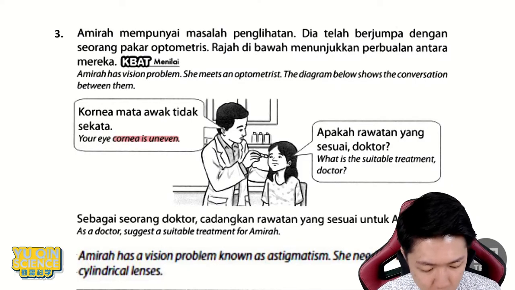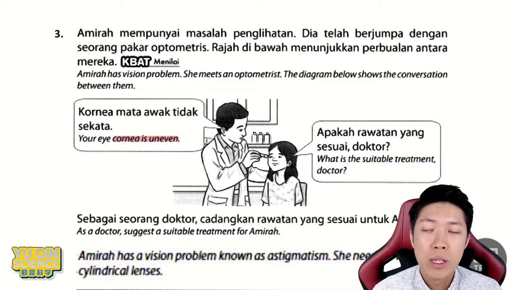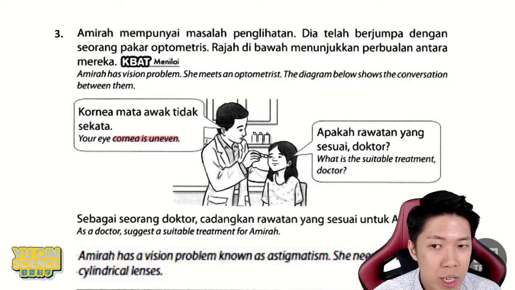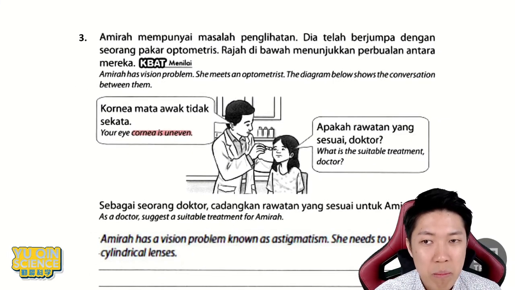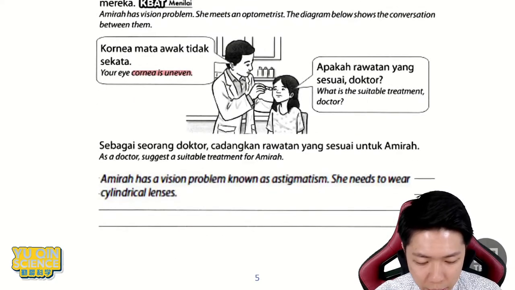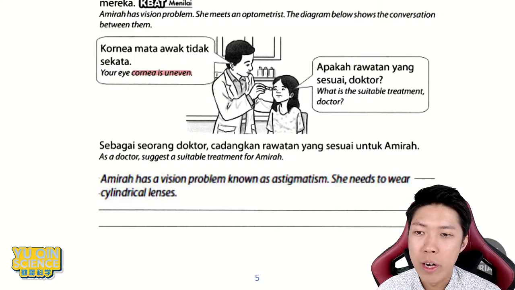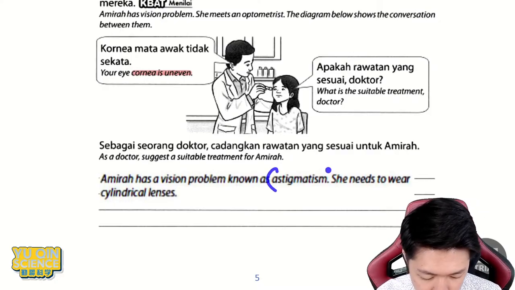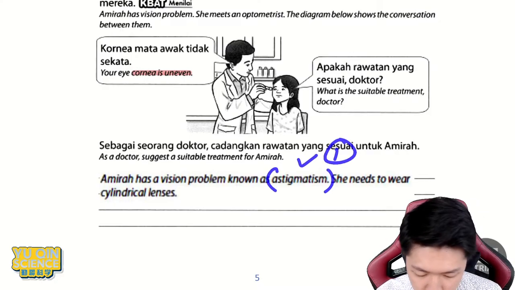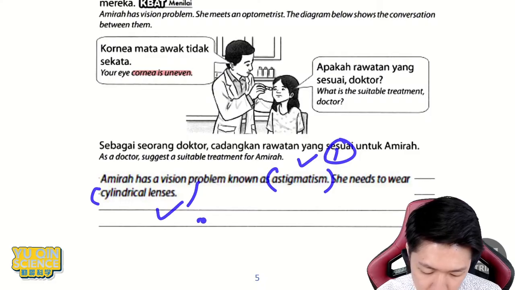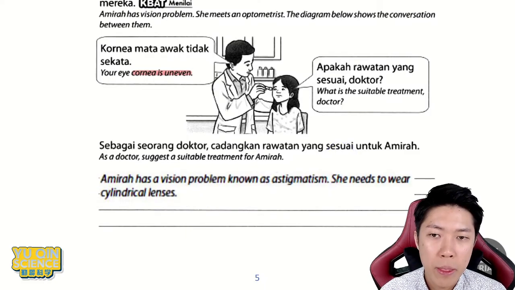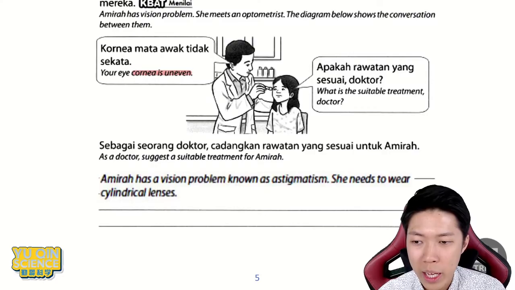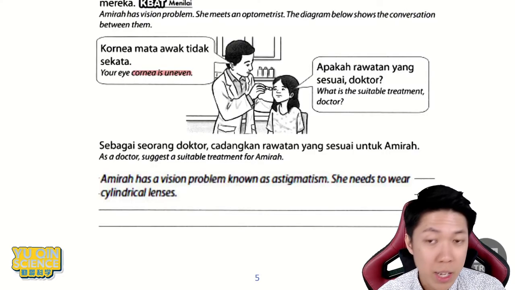Okay, so what is the suitable treatment? Cornea uneven, it has to be astigmatism, remember? Okay, so astigmatism, the correction needs to be what? So, see, your answer is here. Astigmatism, 1 mark, and cylindrical lens, 2 marks. This is how you get your answer correct. Okay, no problem. Is that all right?